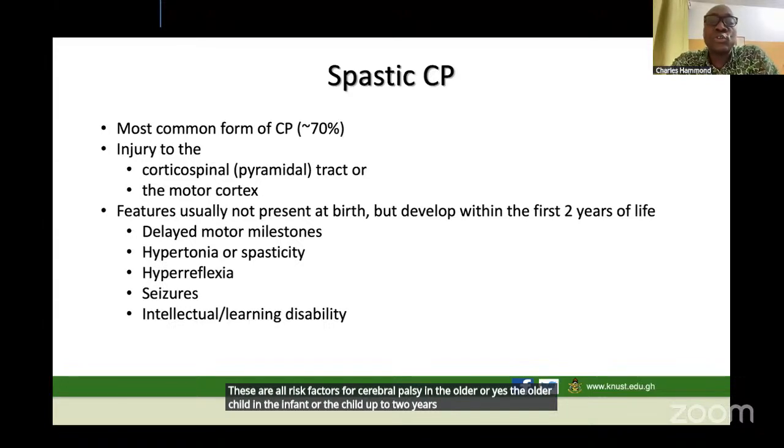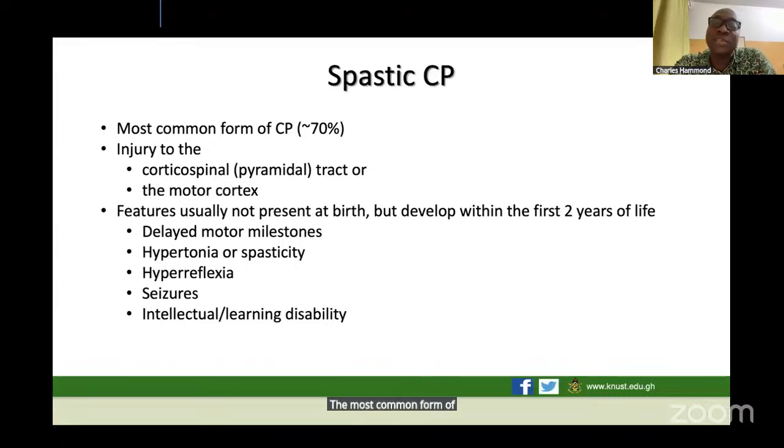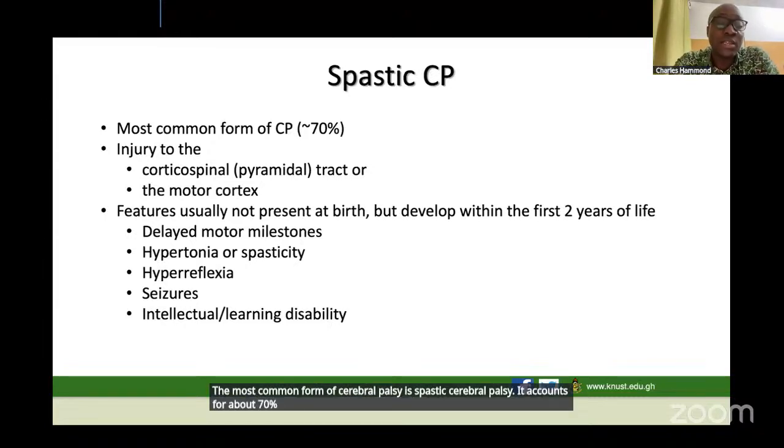Now I want to talk about the forms of cerebral palsy. The most common form of cerebral palsy is spastic cerebral palsy. It accounts for about 70% of all the cases we see. And in spastic cerebral palsy, most of the time, the injury is to the corticospinal tract.